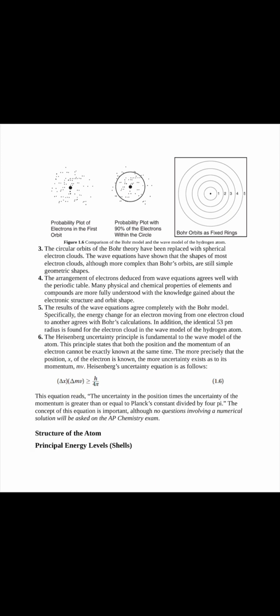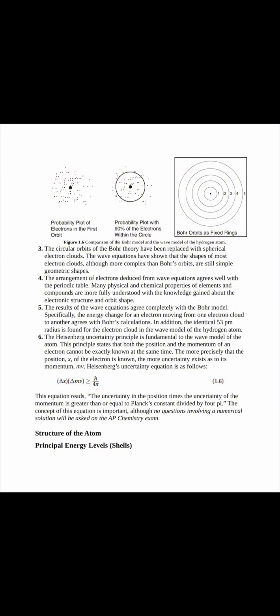This principle states that both the position and the momentum of an electron cannot be exactly known at the same time. The more precisely the position, x, of the electron is known, the more uncertainty exists as to its momentum, mass multiplied by velocity. Heisenberg's uncertainty equation is as follows. The uncertainty in position multiplied by the uncertainty in momentum is greater than or equal to Planck's constant divided by 4 pi.